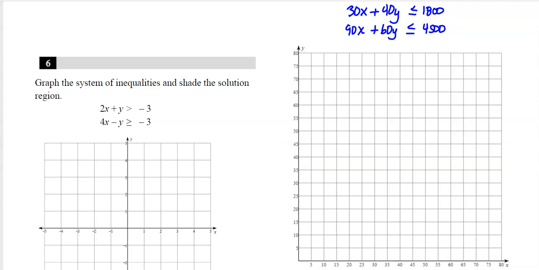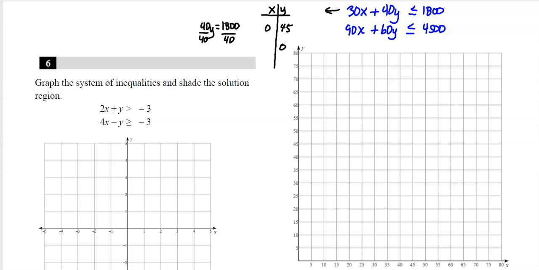Now, I want to graph these on the grid. So what I'm going to do, because these numbers are bigger, I could solve in slope-intercept form, but I think I'm just going to do a little table. So I'm going to come over here, and I'm going to just use my intercepts. And I picked nice numbers for you. So when you let x equal 0, and you can't really see me, but if I cover my hand up over the 30x, I just have to solve 40y equals 1,800. Which means I'm going to divide both sides by 40. And I'm going to get 45.